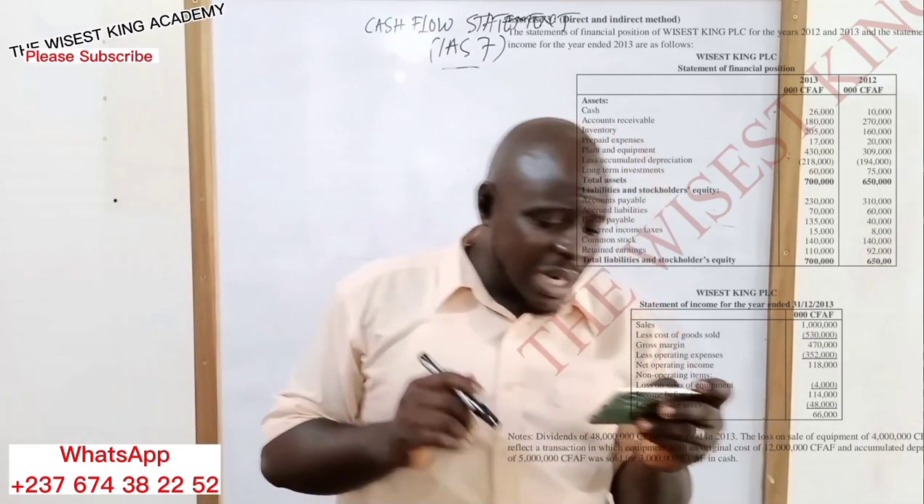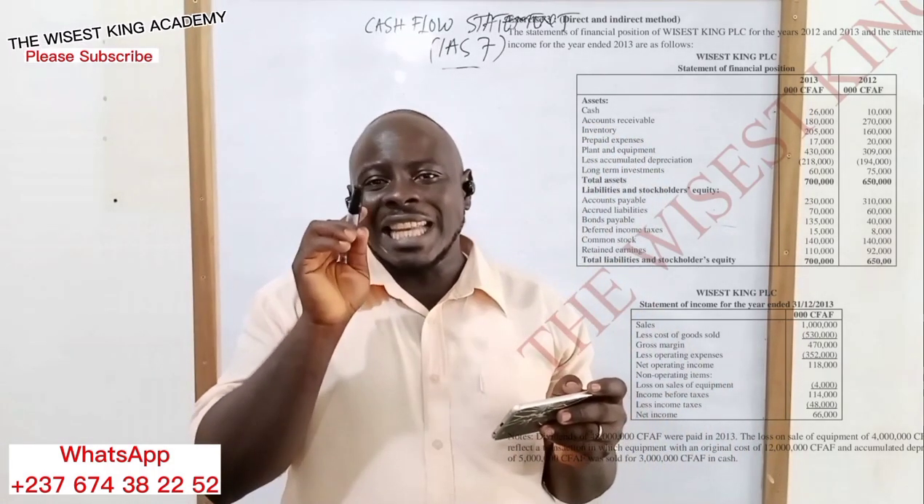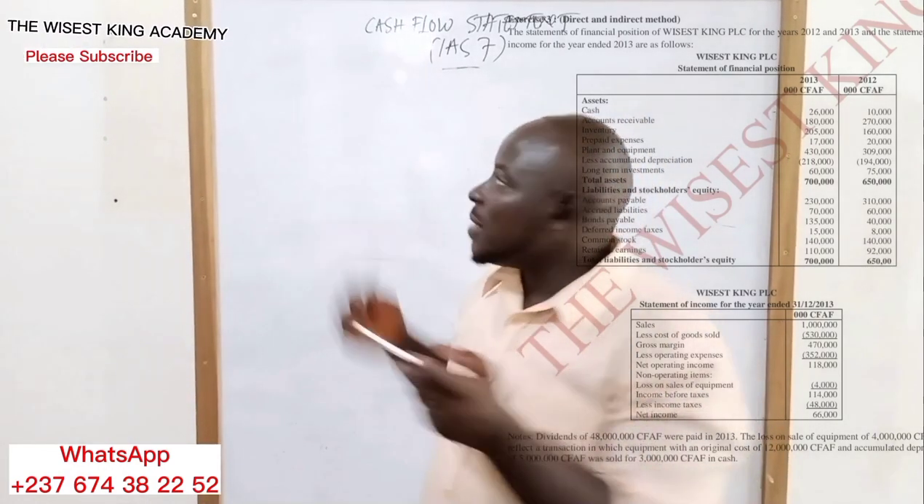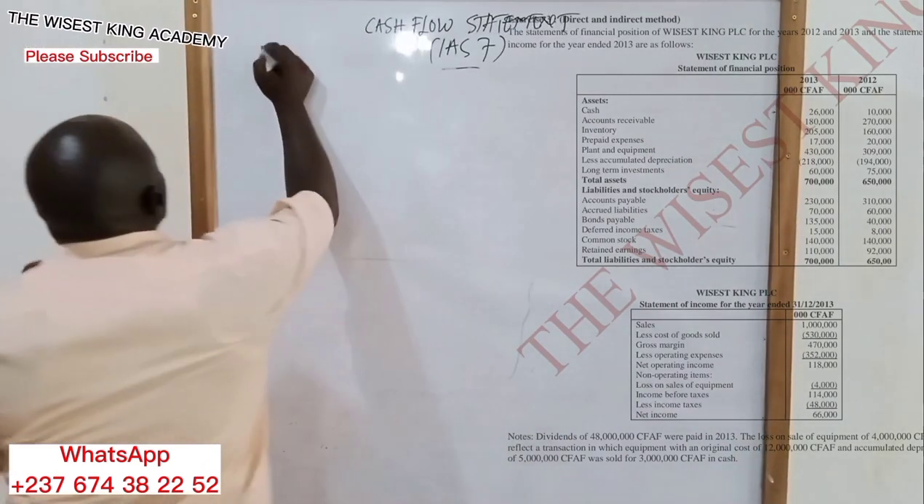Okay, let me really calculate the net cash flow from operating activity using the direct method. Please, I'm emphasizing the direct method.